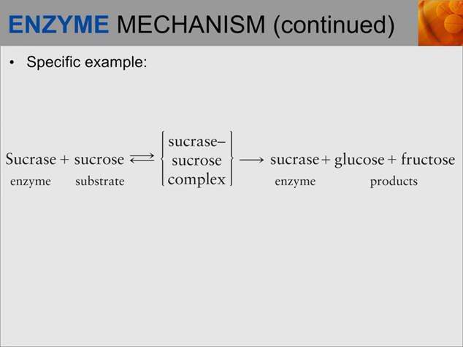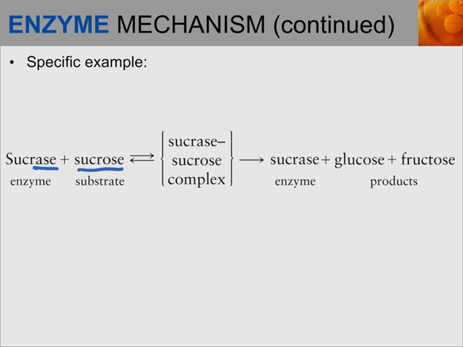So let's look at a specific example. Let's say that we've got an enzyme sucrase. Notice we just took the name sucrose and added ASE to it. And our substrate, of course, is sucrose in this situation. But the enzyme sucrase is going to have an active site that sucrose fits into. So then once sucrose is in the active site, that's when the enzyme can do its work.